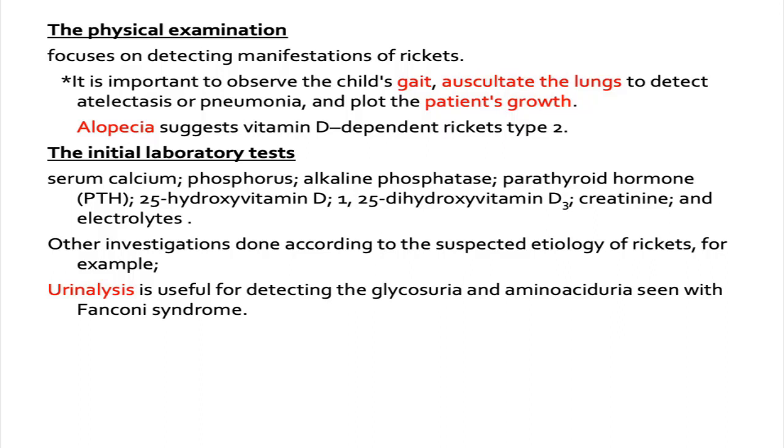For example, a general urine test if we suspect a patient with Fanconi syndrome, for detecting glucosuria and aminoaciduria. So the initial investigations include calcium, phosphorus, alkaline phosphatase, parathyroid hormone, vitamin D level, urea, creatinine and electrolytes, and other investigations according to the suspected etiology of rickets.